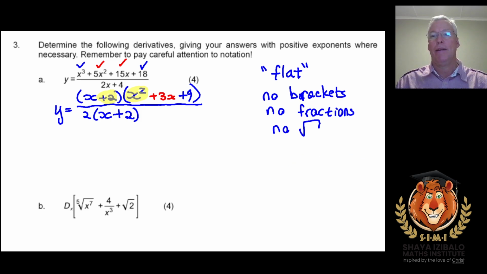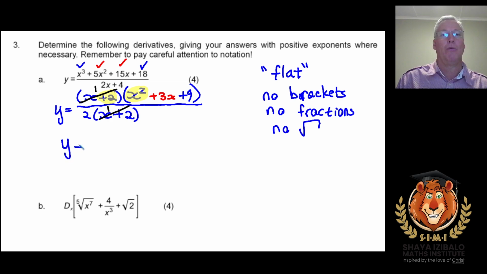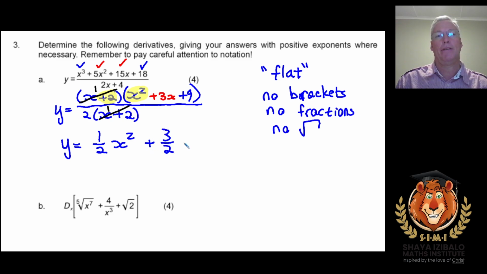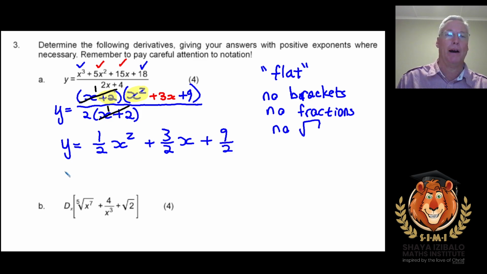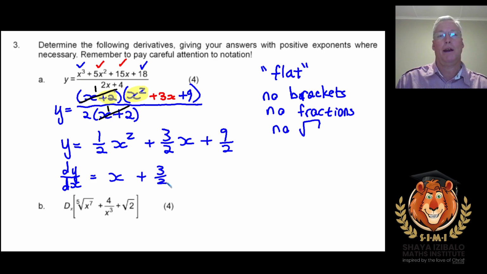Now we can divide and divide. Right, so it's still not flat, but in fact we can write it now as y equals half x squared plus 3 over 2x plus 9 over 2. And we can now differentiate. It's now flat. We get x plus 3 over 2, and the derivative of 9 over 2 is just 0.